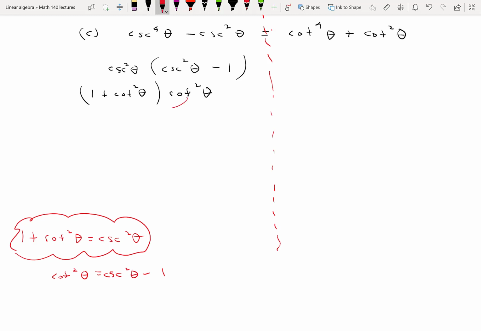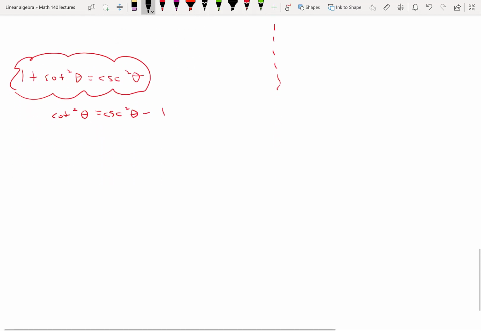If I redistribute the cotangent squared inside, I'm going to get cotangent squared theta plus cotangent to the 4th theta. And the only difference on the left and the right-hand side is the order. And algebra guarantees that I can reverse the order of addition without changing the value of the quantity. That's called the commutative property of addition. I can flip the order of addition. It doesn't matter how I add real numbers. Okay, let's take a look at another one.